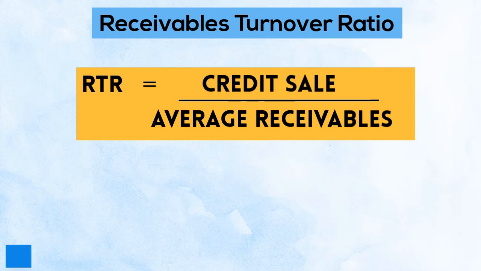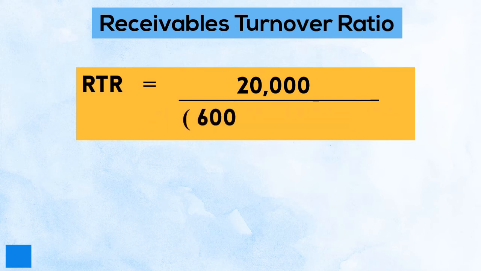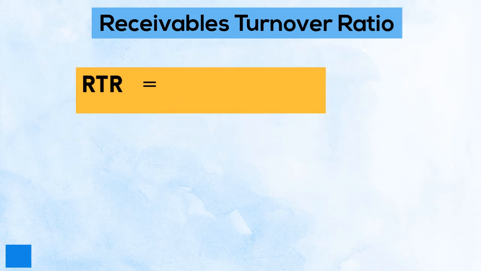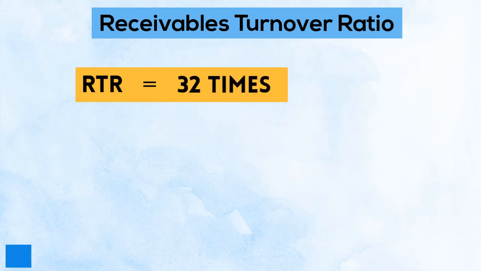For example, let's take a business that has a credit sale of $20,000, beginning receivables of $600, and ending receivables of $650. This equals 32 times. Therefore, the business generates and collects their receivables 32 times during the period.